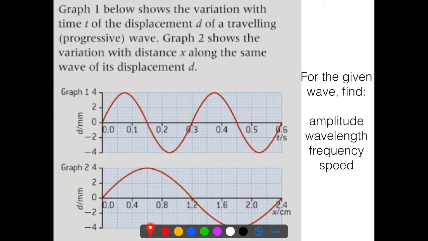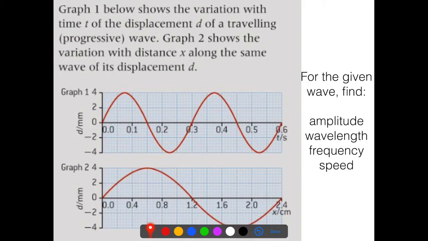Now, the interesting thing about this is that we have two different graphs representing the same wave, but they're different things. Graph 1 is showing what happens over time.